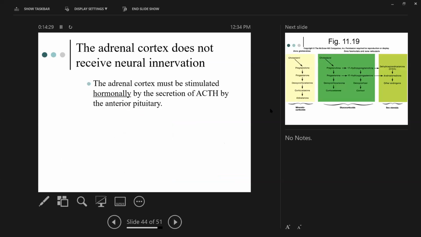So the adrenal cortex has to be stimulated by ACTH. That's very, very important. That is the main way you stimulate this. Now, aldosterone, as we're going to see, is actually controlled by another mechanism that we'll get to when we talk about the kidney. But its synthesis requires ACTH.